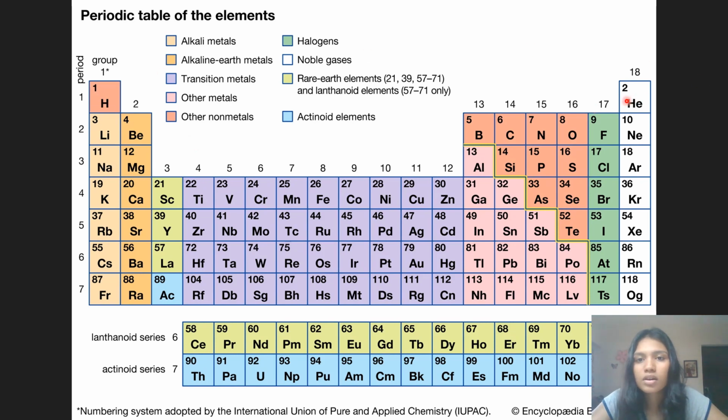Basically here, as you can see, the elements are arranged in increasing proton number. So 1, 2, 3, 4, 5, 6, 7. This is all proton number. If you can see it increasing by 1 each time, it's proton number. That's basically what you need to know for now.